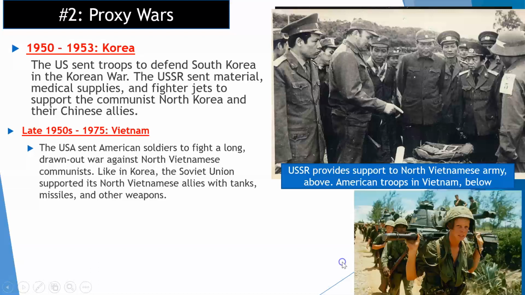Later, in Vietnam, the U.S. sent American soldiers to fight this long, drawn-out war against North Vietnamese communists. Like in Korea, the Soviet Union supported its North Vietnamese allies with tanks, missiles, and other weapons.